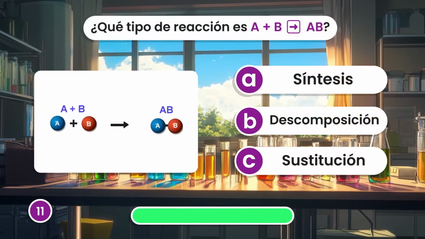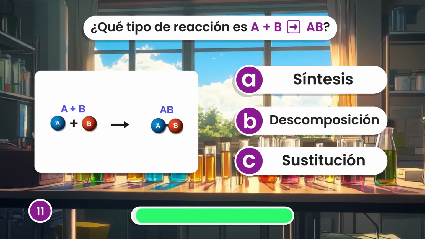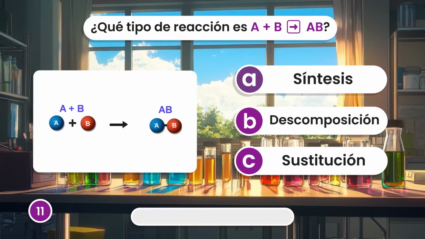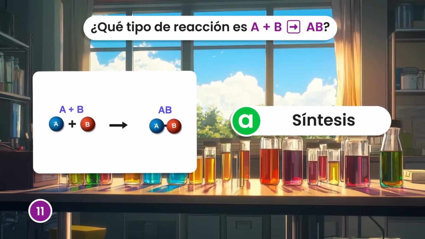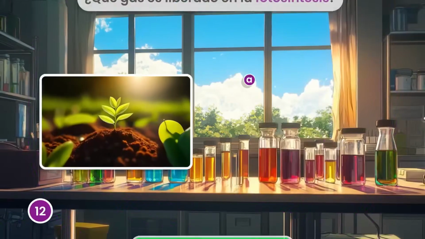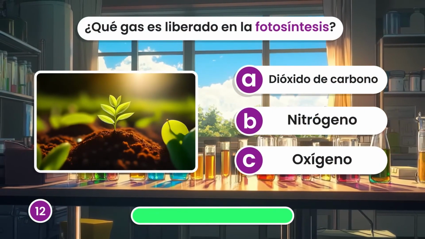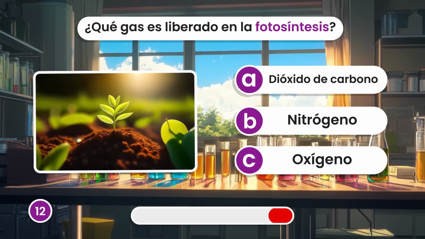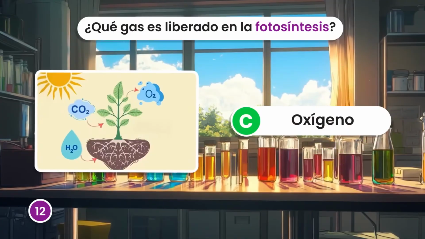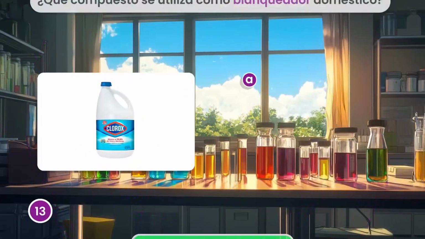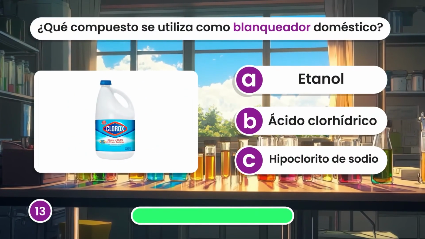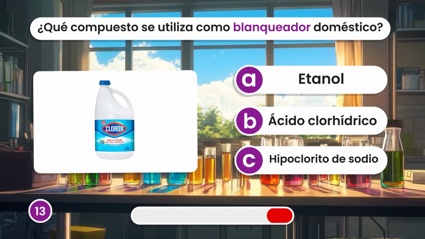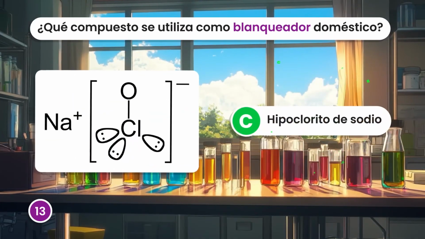What kind of reaction is A plus B forming AB? Is it a synthesis reaction? Which gas is released in photosynthesis? Oxygen? What compound is used as a household bleach? Sodium hypochlorite.